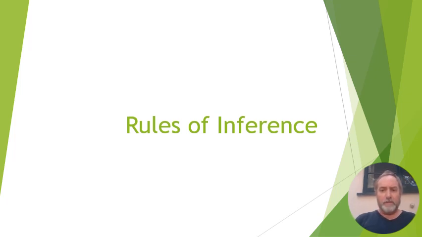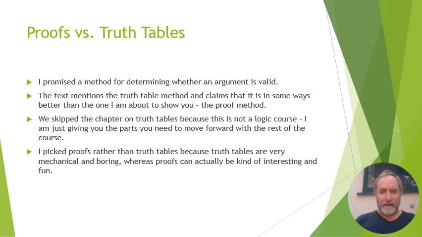Today we're talking about rules of inference, and we're going to get started on the proof method for showing that an argument is valid. So again, I promised you a method for determining whether an argument is valid, right? In a logic class, you do the truth table method, and that's one way to do it, right? And in some ways, it may be a little more foolproof. It's also pretty boring, right?